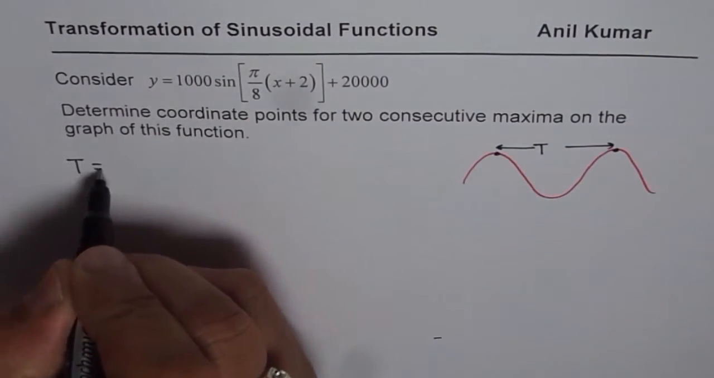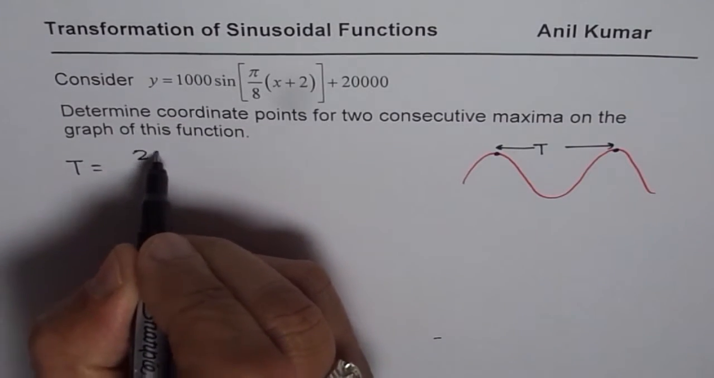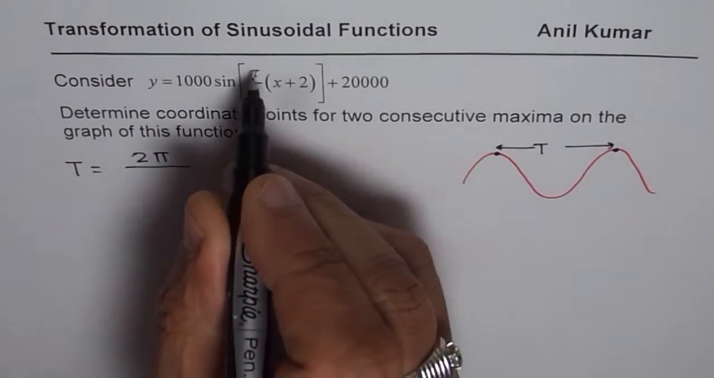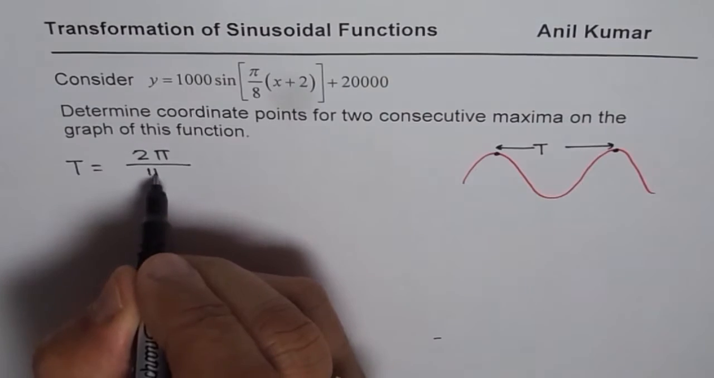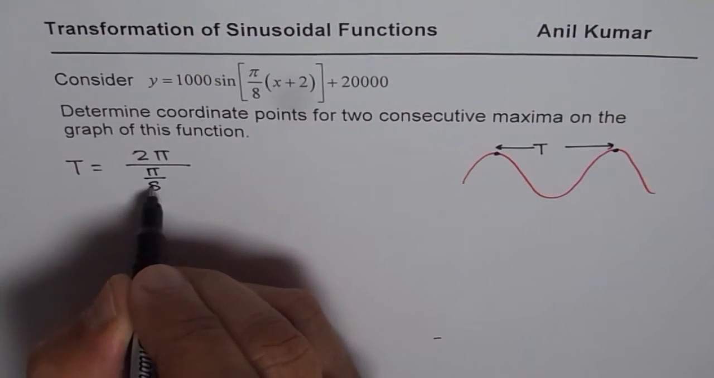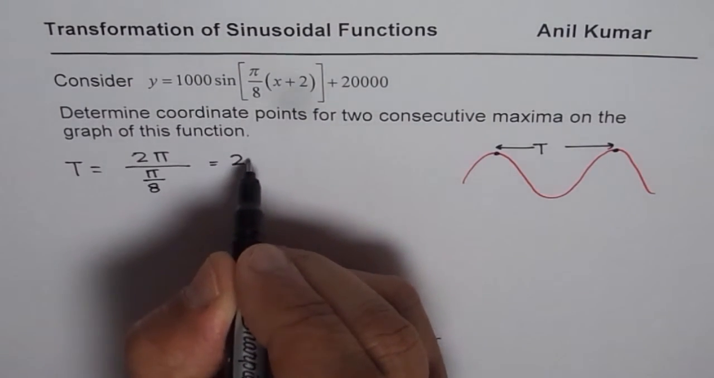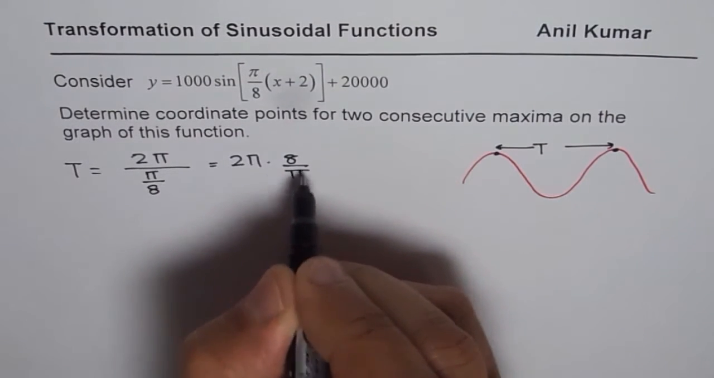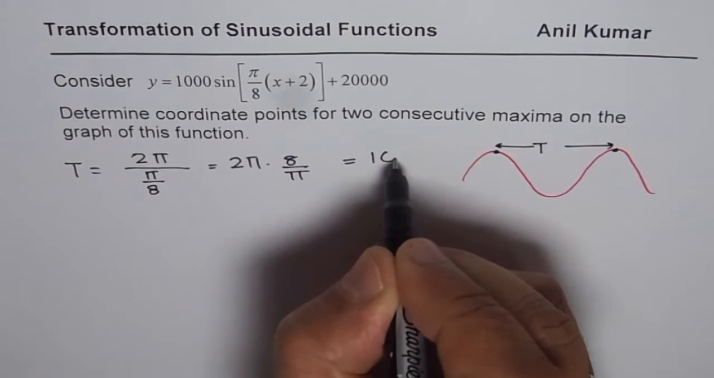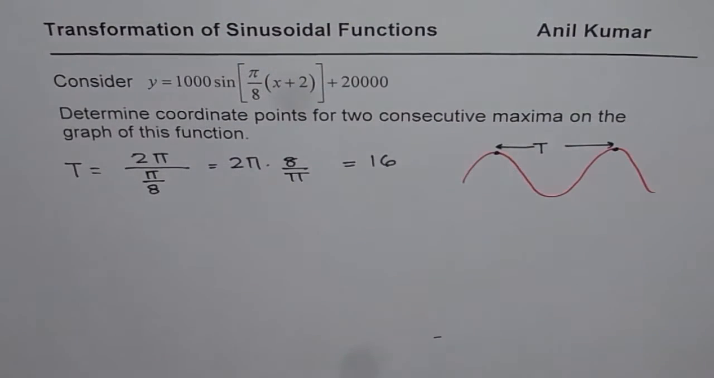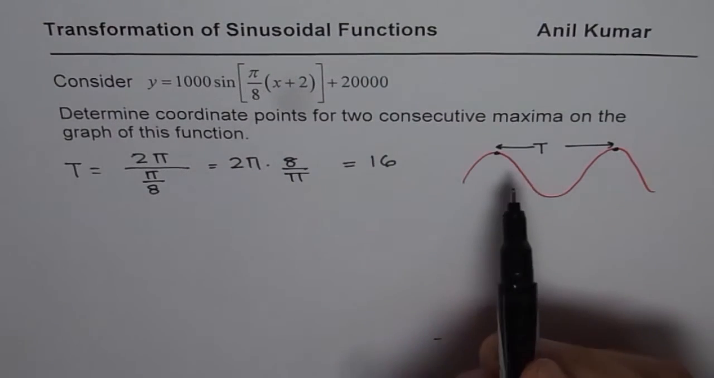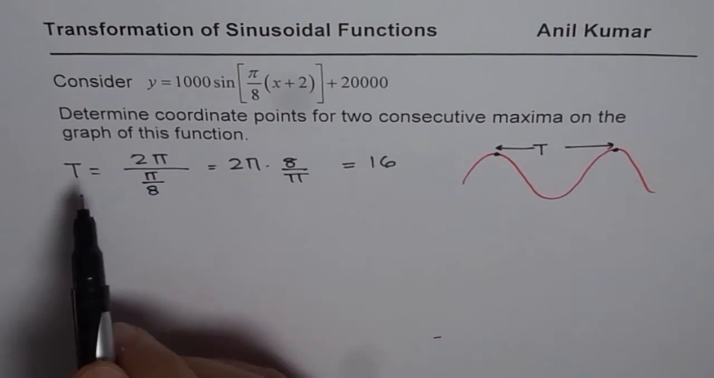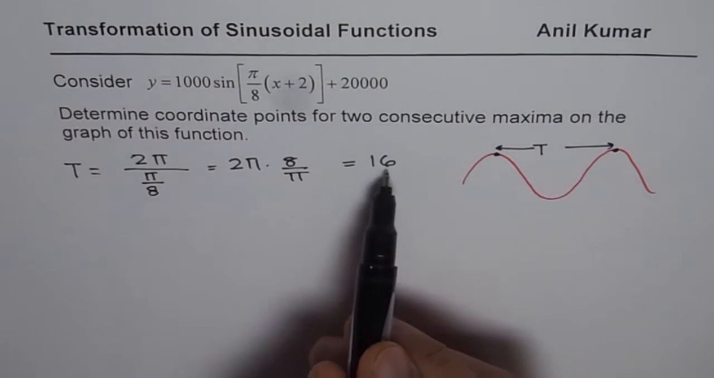Time period from this equation can be written as 2 pi divided by k, which is pi by 8. Which is same as 2 pi times 8 over pi, and that is equal to 16. So we know that the difference in the x coordinates for these two is going to be 16.